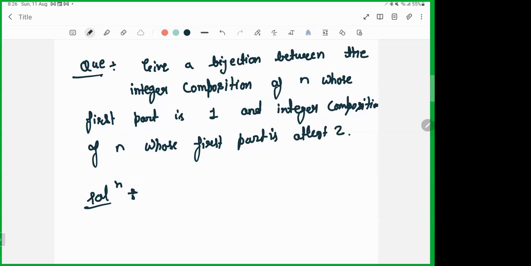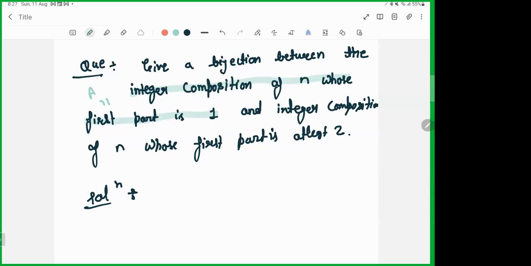Yeah, so in the first case, it's definitely 1. And in the second case, it's not 1. So in the first case, is it equal? Let's say again what you are saying. Suppose we have to give a bijection between two sets. Let's suppose, let me highlight this: the integer compositions of n whose first part is 1. Let's denote this by A.